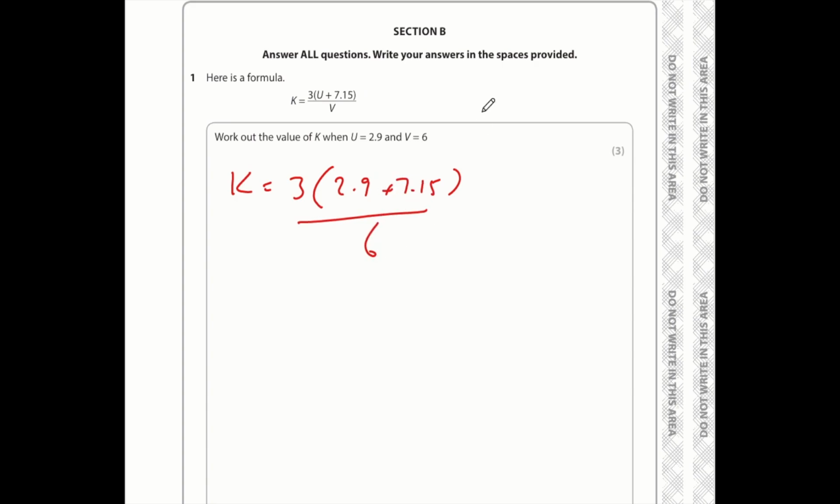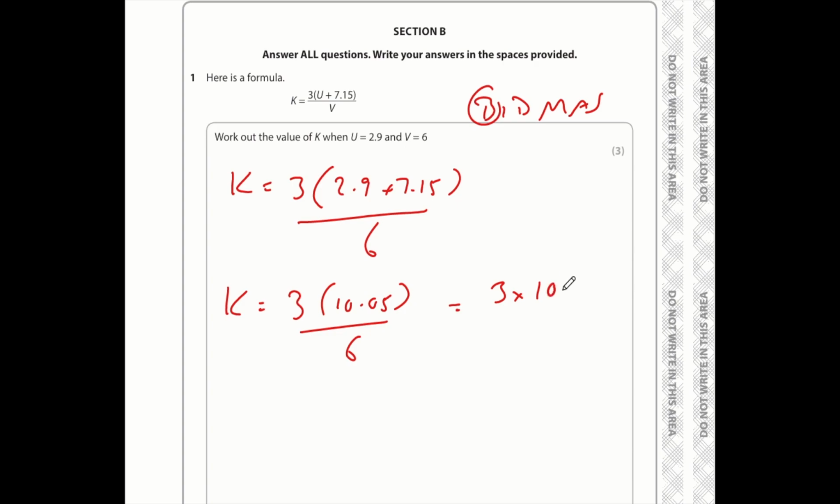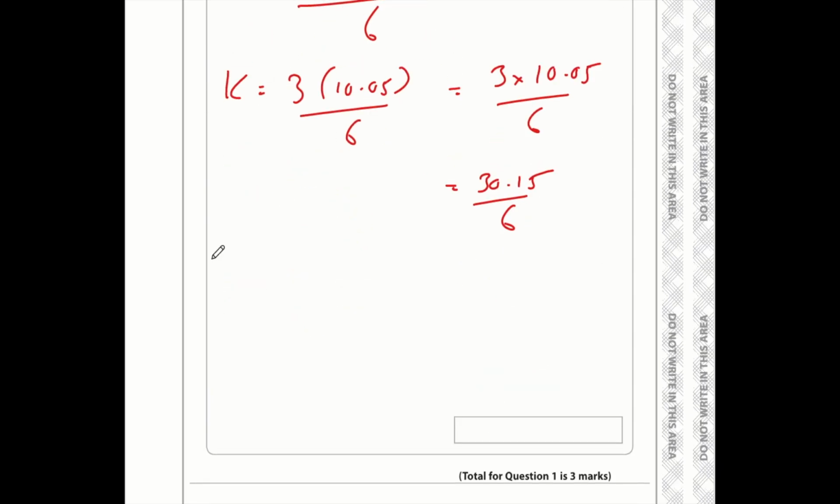Okay, so thinking of BIDMAS, we need to take care of the brackets first, and 2.9 plus 7.15 is 10.05. So K is 3 lots of 10.05 over 6. That effectively means exactly 3 times 10.05 over 6. Let's take care of the top first. 3 times 10.05 is 30.15 over 6, and that means divided by 6, and 30.15 divided by 6 is 5.025.